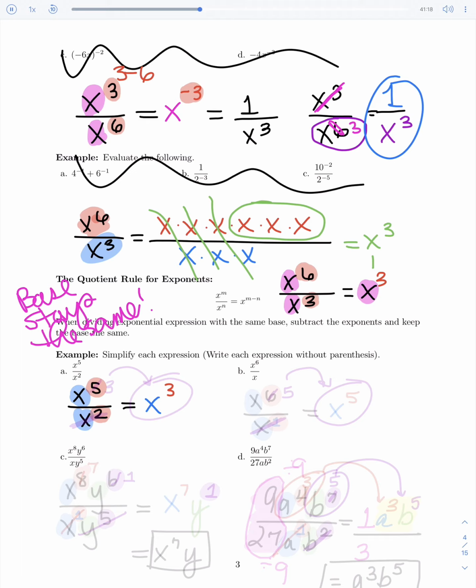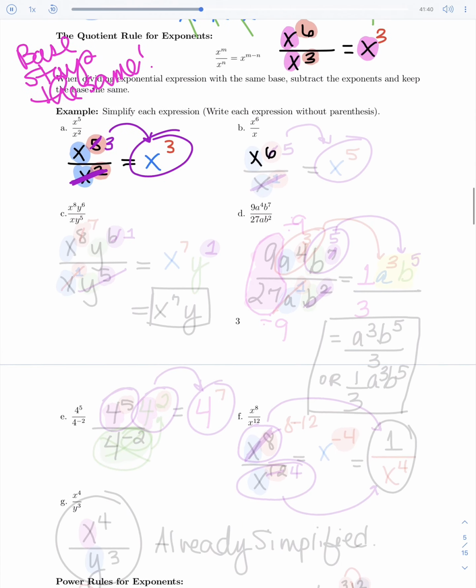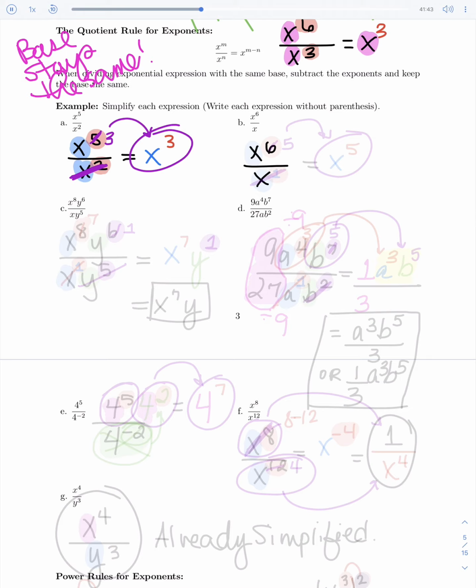Or if you want to do it the other way, you can. You can say, well, I have 2 x's that I can cancel out of both the top and the bottom. So if I cancel out 2 x's from the bottom with 2 out of the 5, that will only leave me with 3 left over, and that's another way you can come up with your x to the 3rd. Pretty cool. Let's try problem B, which is x to the 6 over x.